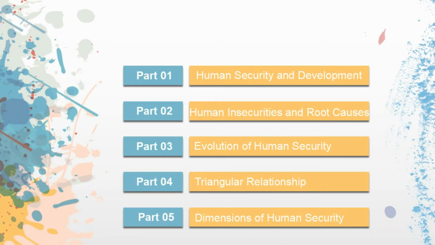In this video presentation, we will be discussing the following topics. First is human security and development, followed by human insecurities and its root causes. Third is the evolution of human security. Fourth is the triangular relationship between human development, human security, and human rights. And last is the dimensions of human security.